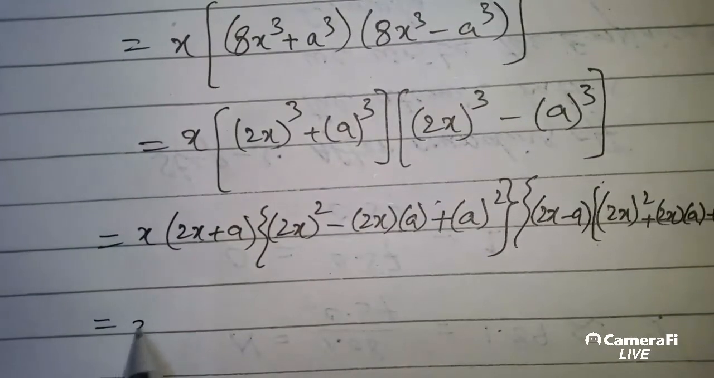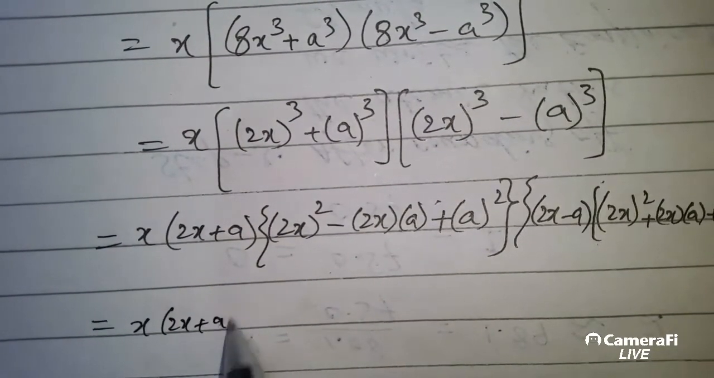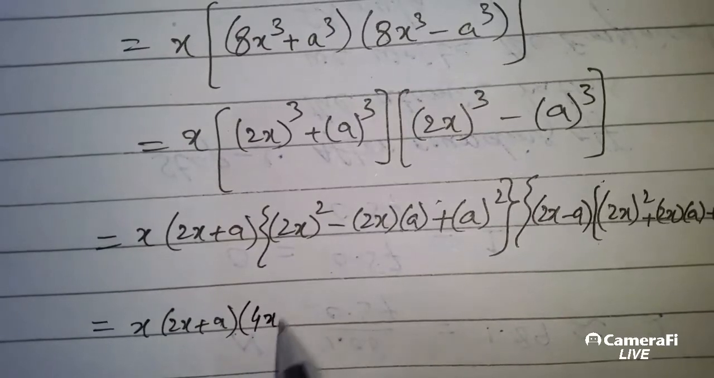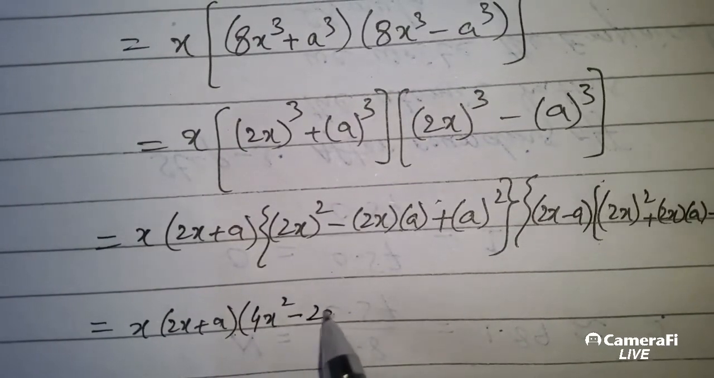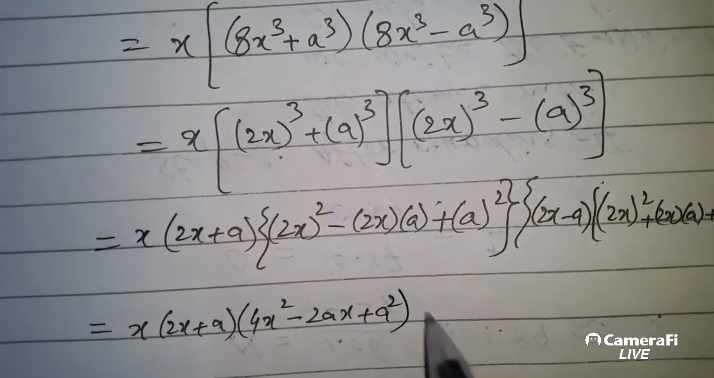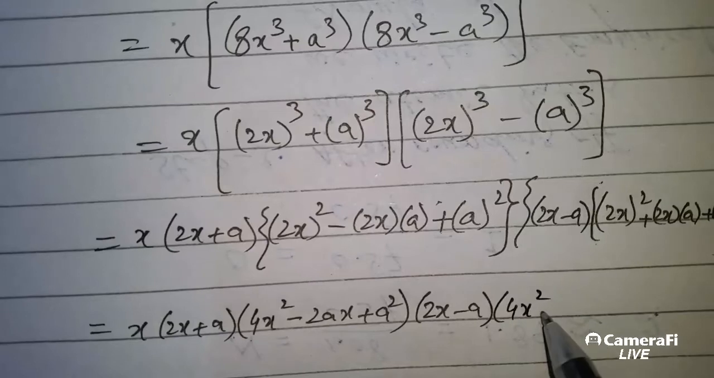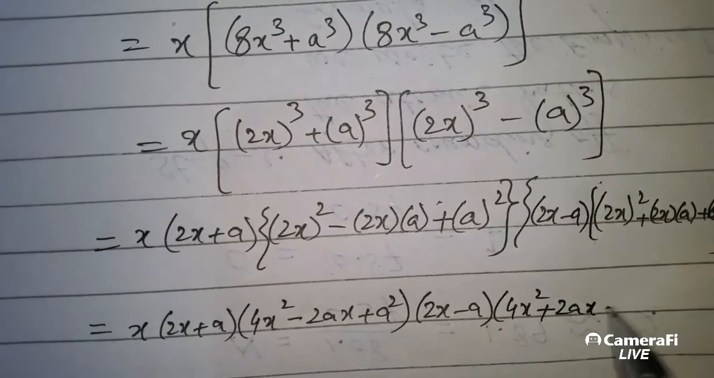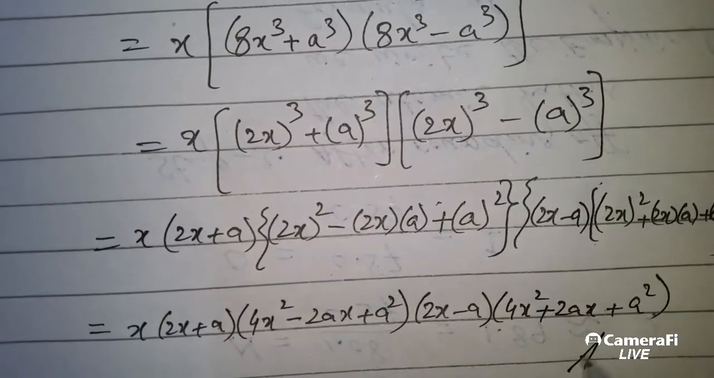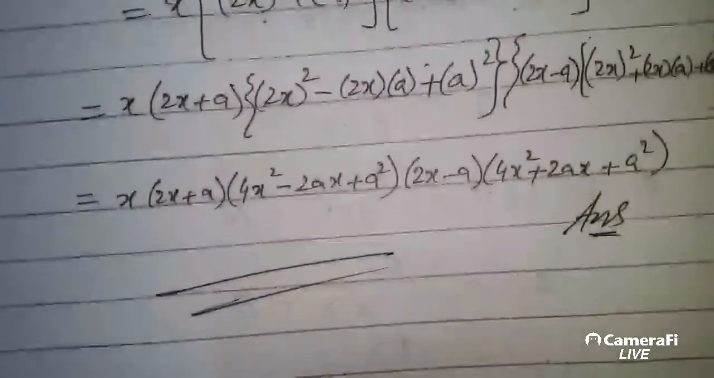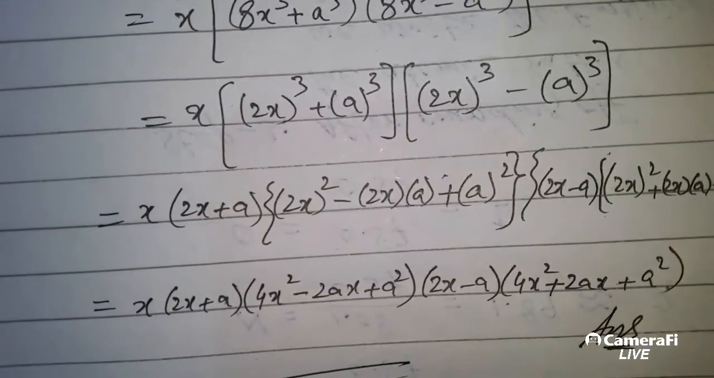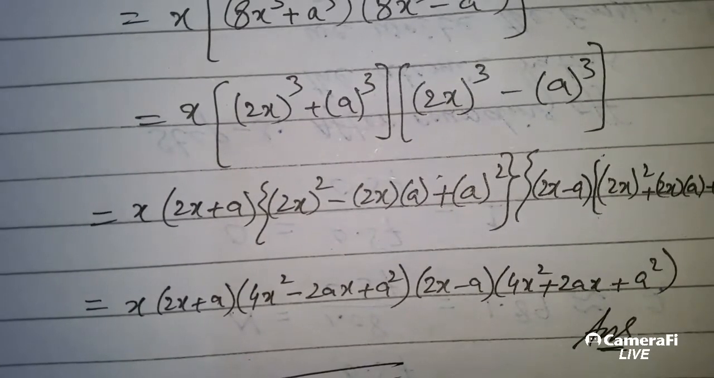Taking the square, this is 4x square minus 2ax plus a square, 2x minus a, 4x square plus 2ax plus a square. So this is the answer to the problem. Question number 20 is over in 20 minutes, and now we are moving to question number 21.